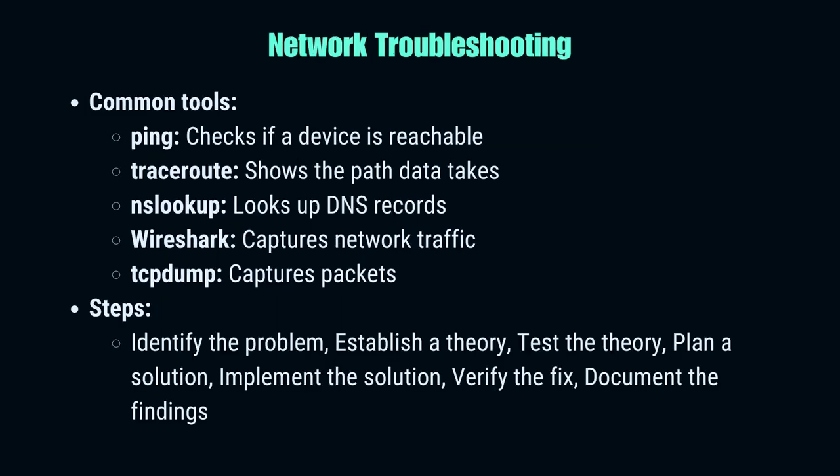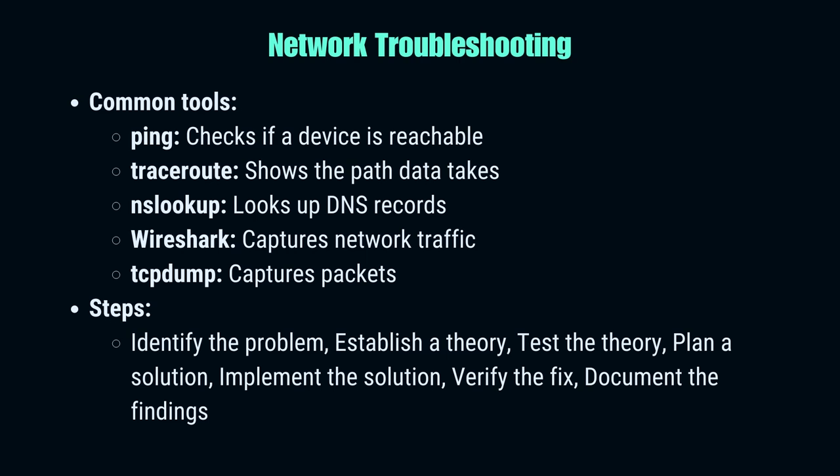Now let's look at how we solve problems when things go wrong with network troubleshooting. Network troubleshooting is the process of identifying, locating, and resolving problems within a network. It's a critical skill for network administrators and involves a systematic approach to problem solving.